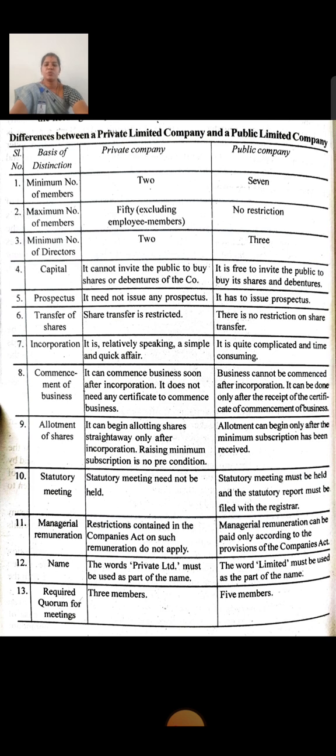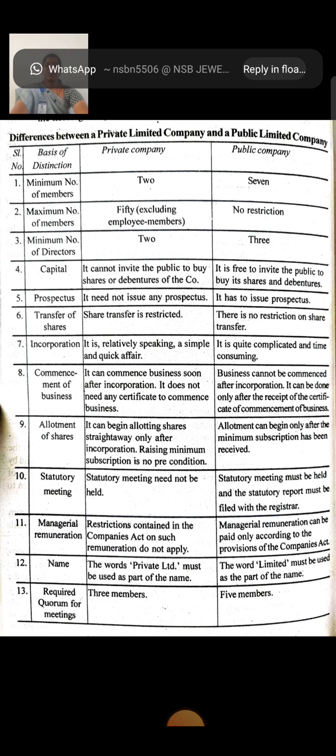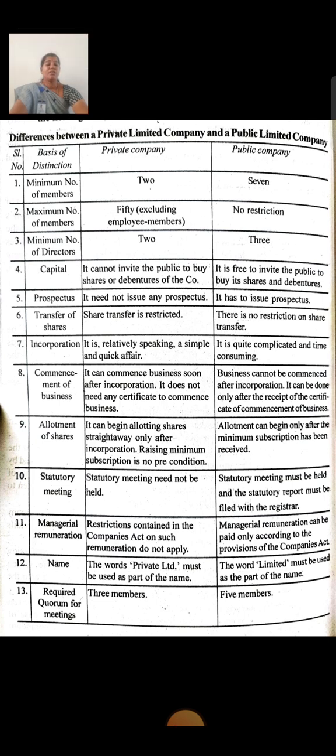Okay, then the fourth one is capital. A private company cannot invite the public to buy shares or debentures of the company, because the individual person puts in the whole amount or collects capital in other ways. They do not invite the public. In a public company it is free to invite the public to buy its shares and debentures, open to all. A public company invites public persons to invest money in the company.